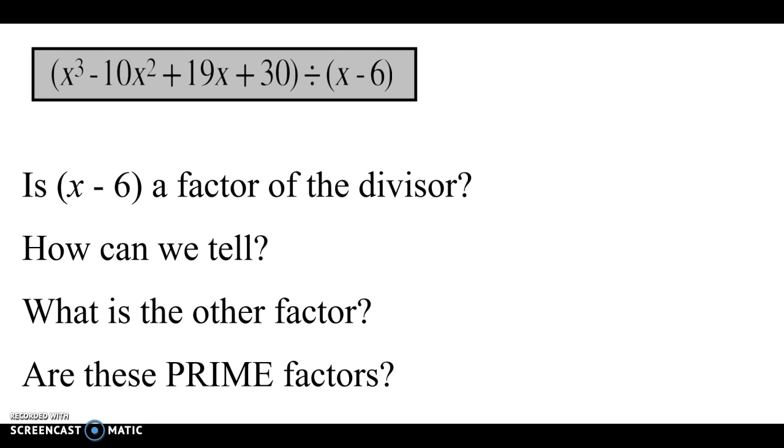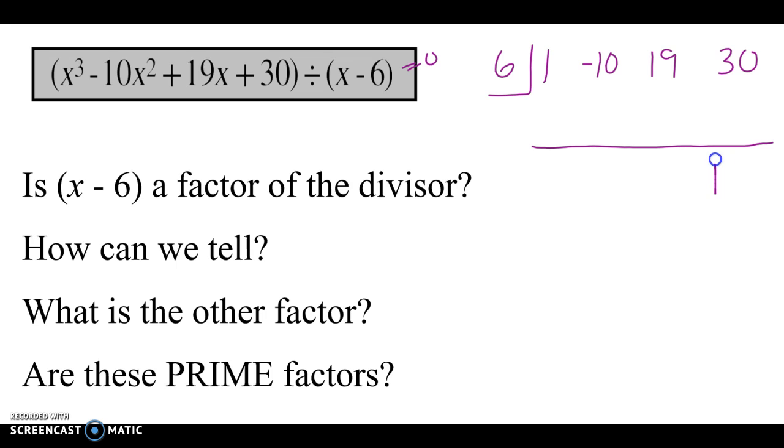So let's set up our synthetic division here. What would go in the box in the top corner? Set this equal to 0 and find the value of x that equals 0. So we get positive 6. It's always going to be the opposite, right? And you guys are pretty good at synthetic division now, so it would be a 1, negative 10, 19, 30. Leave a space, draw a line, and put a box under the last number so you don't forget that that's the remainder.